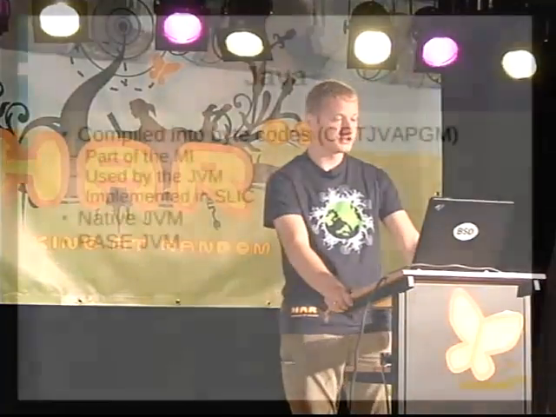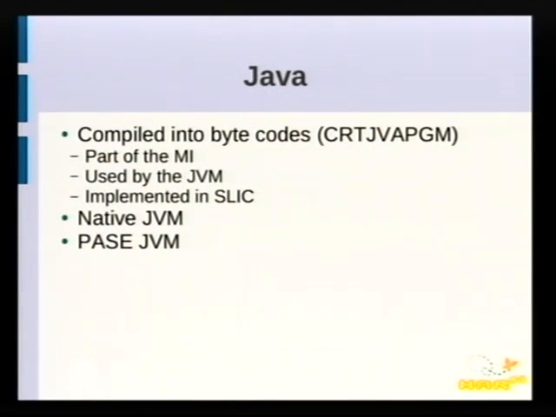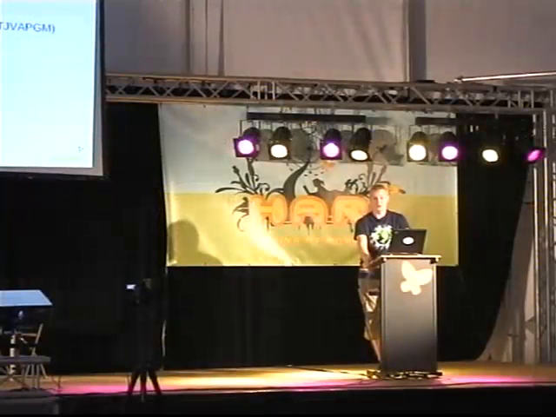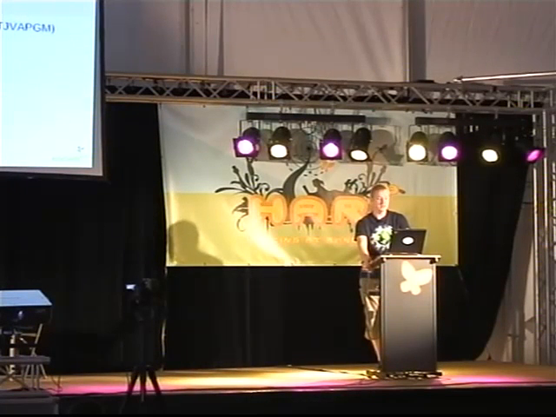There's also support for Java on the system. So when you compile your code, it turns into bytecodes, and these bytecodes are part of the machine interface. And they are used by the Java virtual machine, which is also implemented directly in the kernel. So that's the native JVM. And you can also install the AIX JVM inside PASE if you want.